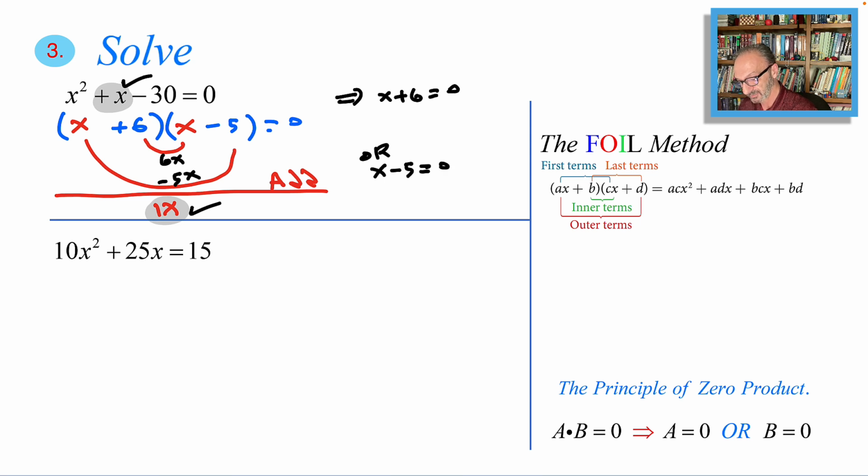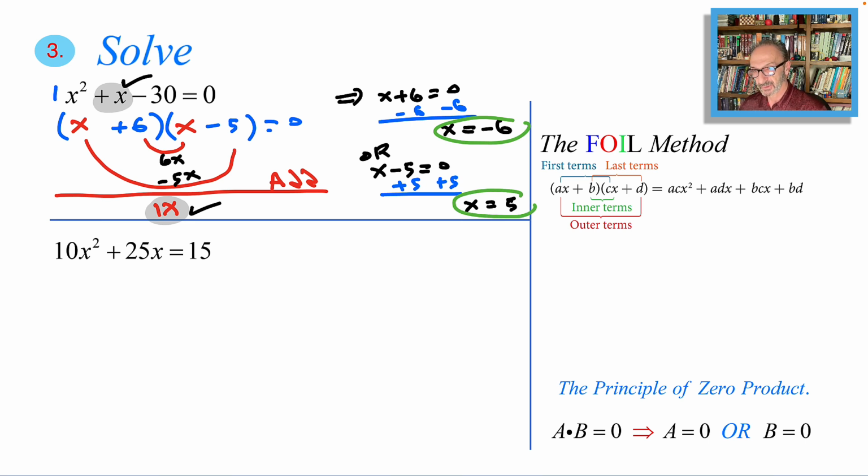To finish the problem, we subtract 6 from both sides here, and we get x equal -6. And for the second one, we're going to add 5 to both sides, and that will give me x equal +5. So I have two answers, -6 and 5.